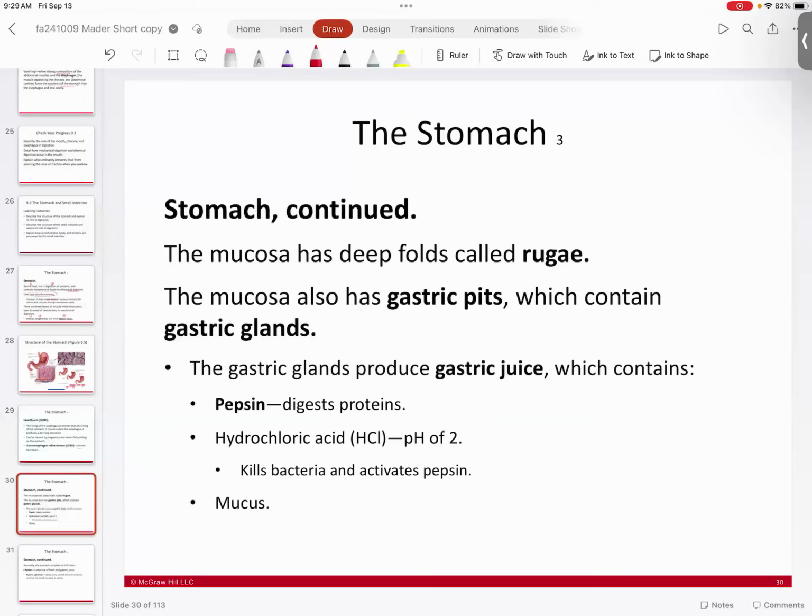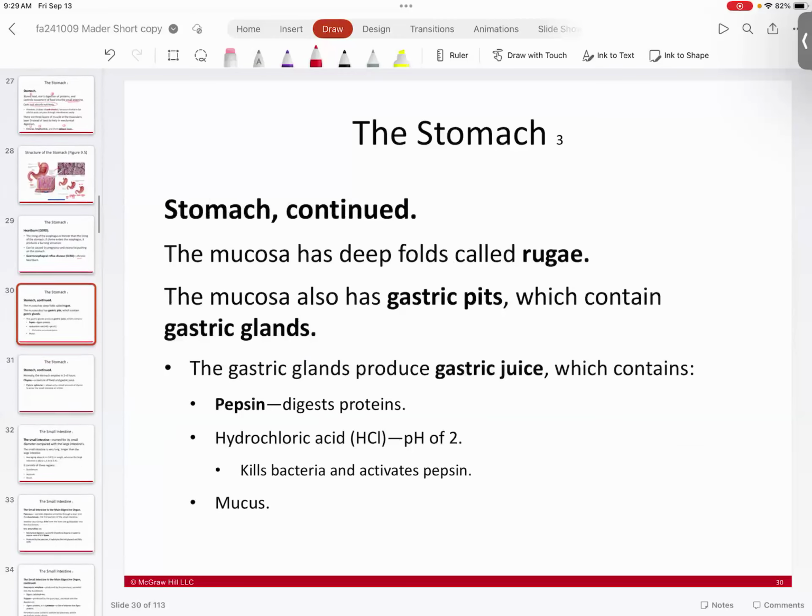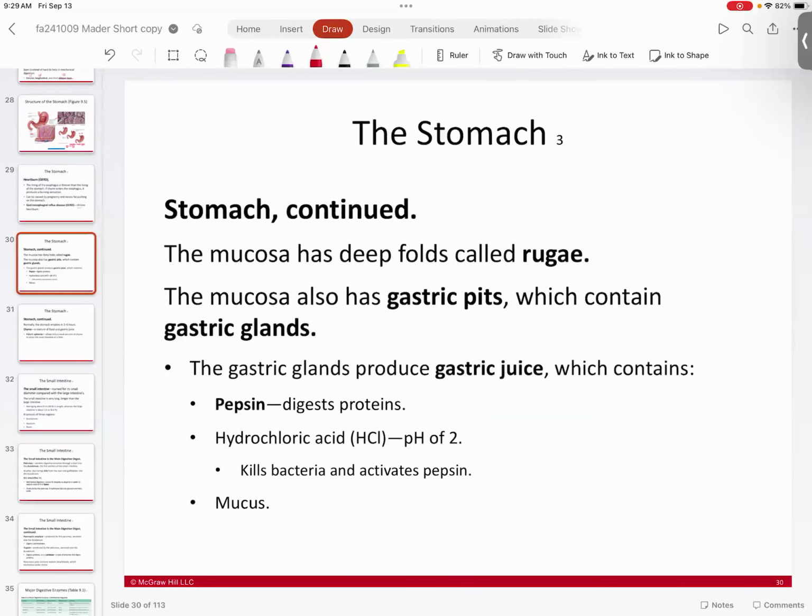The mucosal folds, the rugae, like I said before, will form gastric pits. In these gastric pits, the cells that secrete gastric juices are organized into what's called gastric glands. These are cellular structures in the pits whose job is to produce this gastric juice.